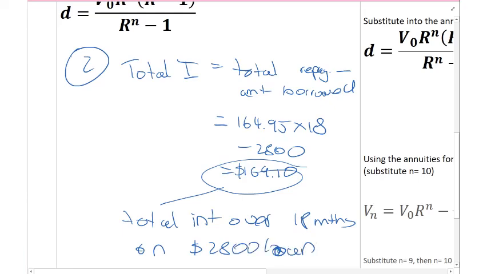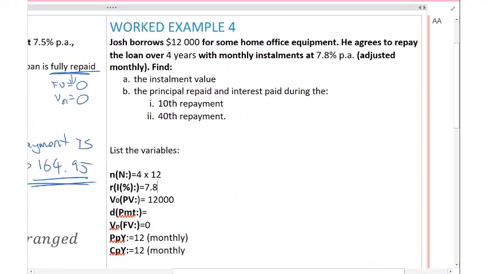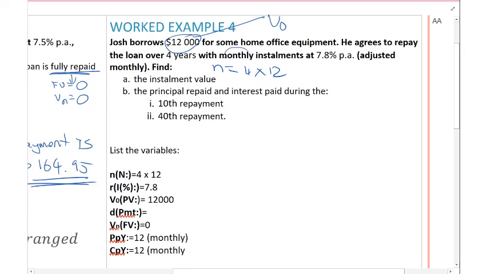Okay, so last worked example here. In this question, we've got Josh borrows 12 grand for some home office equipment, V0. He agrees to repay the loan over 4 years with monthly installments. So from that, I know N is 4 times 12. That's my 12, that's my 4.